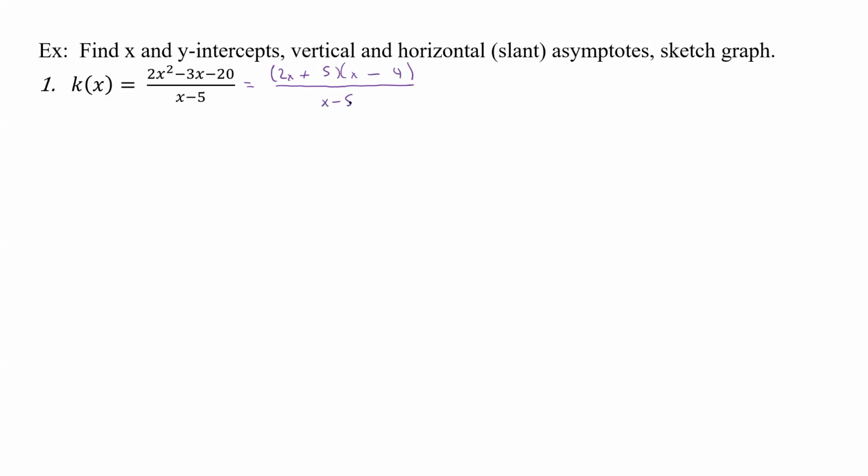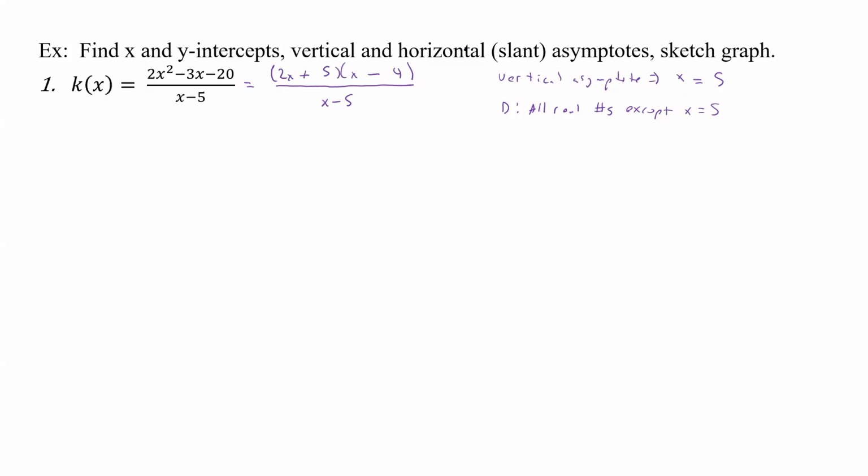And from there, what do we know? Well, we can find the vertical asymptote. The vertical asymptote is at x equals 5. And that also helps with the domain. The domain is all real numbers except x equals 5.